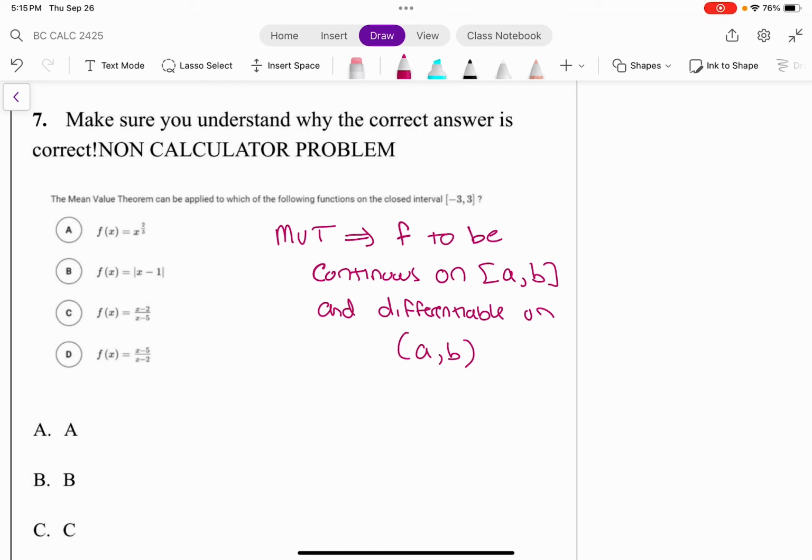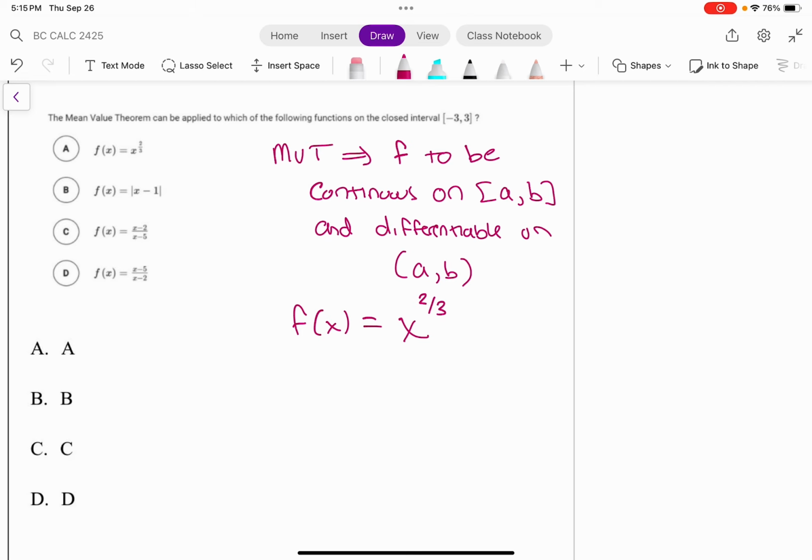So we're kind of looking for anything here that, I guess, the only one that works, right? So let's see, choice A is x to the 2/3. Now if you have an understanding of the graph of this, so again, our a and our b are -3 and 3. You may know what the graph of this looks like. If you don't, let's just take its derivative. I mean, it's continuous. You can plug in any number between -3 and 3. You can cube root it and then square it.